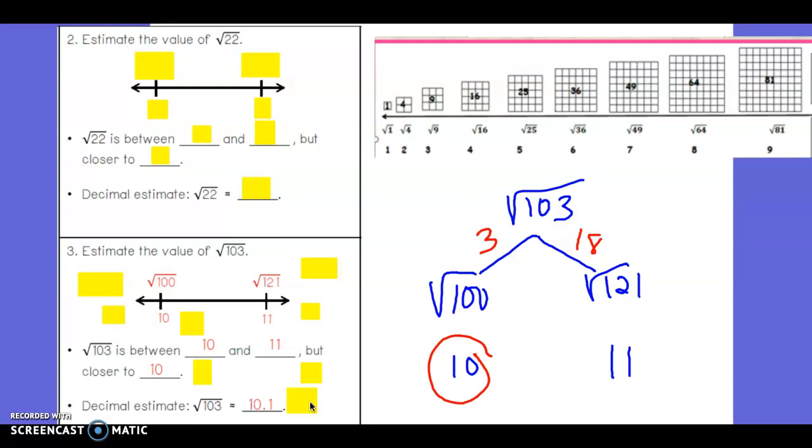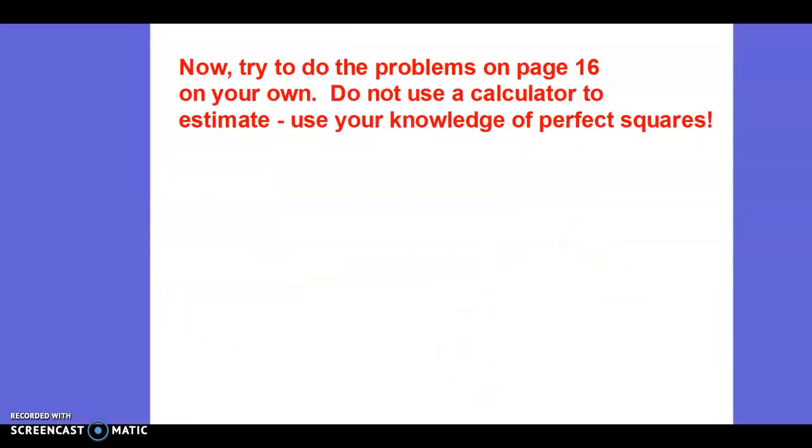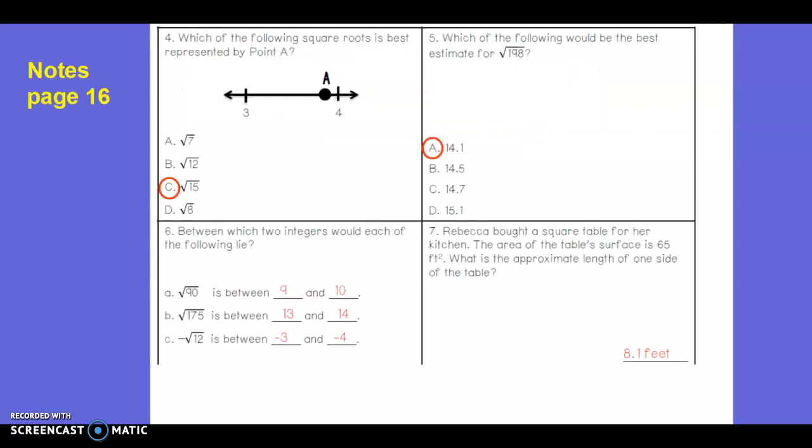All right, so that is how we estimate some square roots. What I'd like you to do now is try a few problems on your own on page 16 of your packet. Do not use a calculator to estimate. Use your knowledge of perfect squares. And when you're all done, go ahead and hit play. All right, let's see how you did.